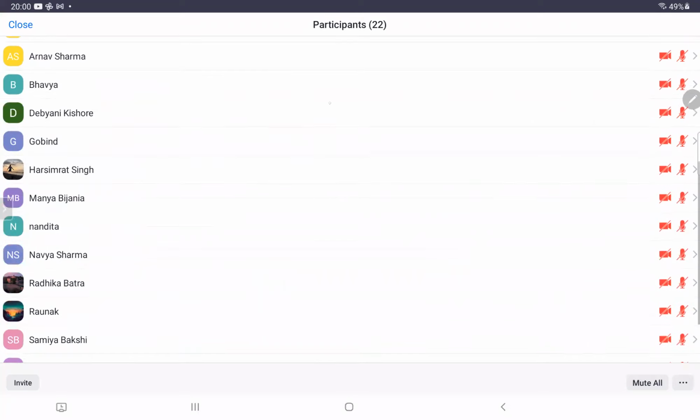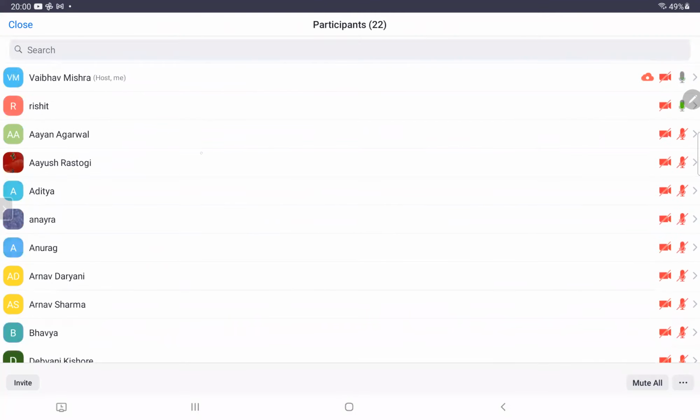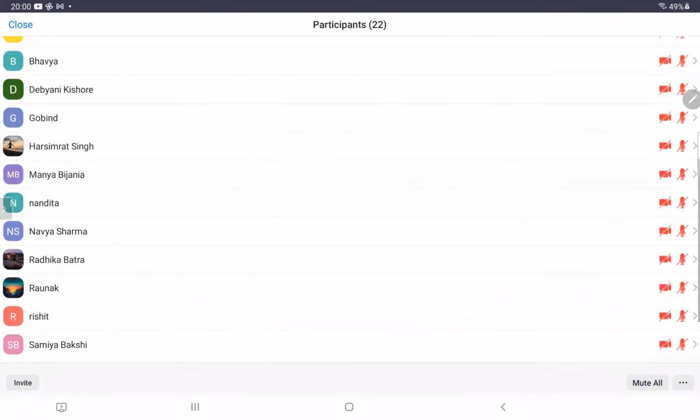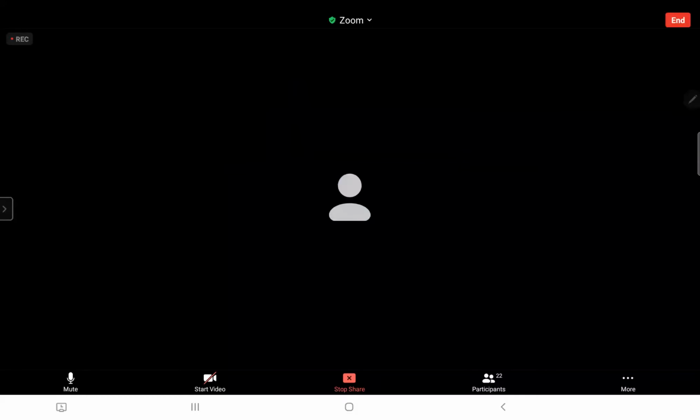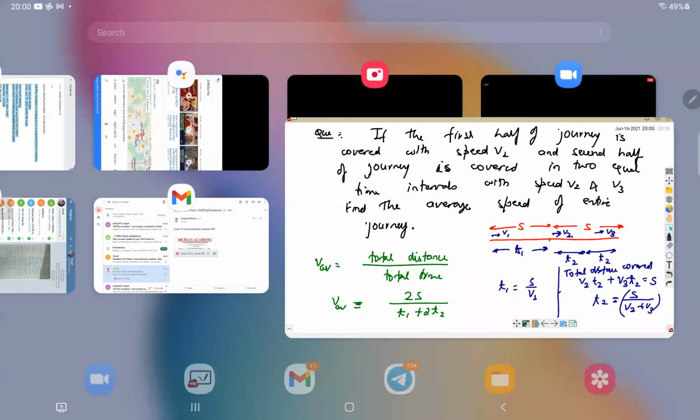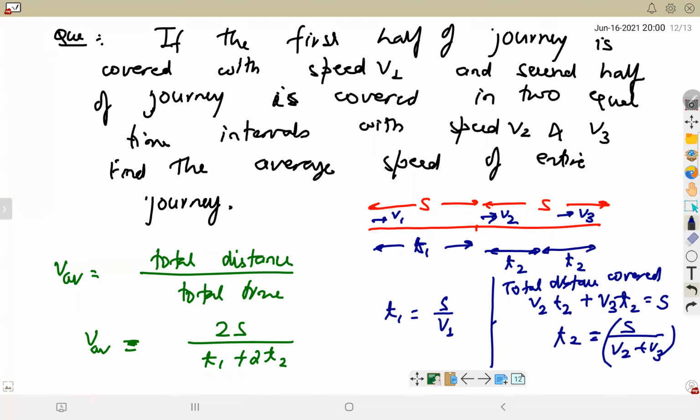Okay. So can you show the last slide once? Yes, beta, yes. First half is covered with V1, second half is covered with V2 and V3. Yes, calculate and give me the final answer.